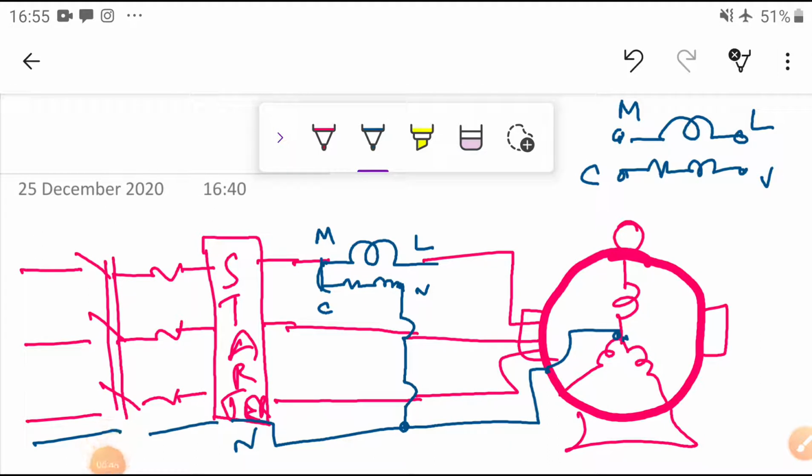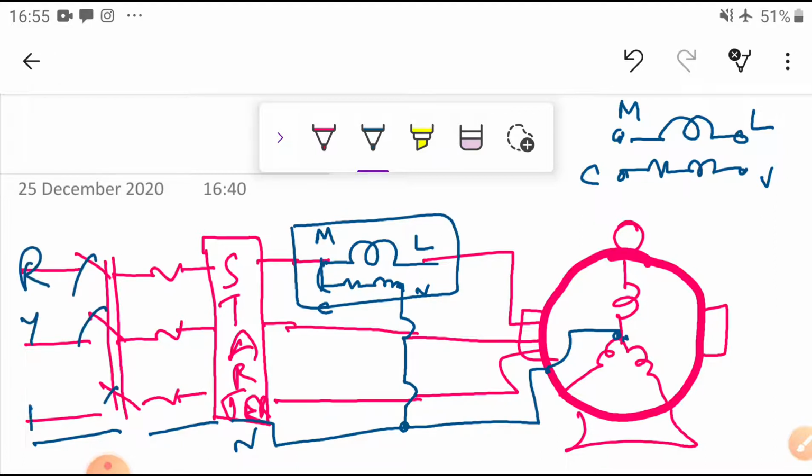Okay, neutral. Now we connected in such a way that when supply is given here, R phase, Y phase and B phase, 3-phase supply is given and started with the help of the starter auto transformer, then the motor will run. At that condition, the wattmeter indicates the power consumed by this motor in one phase. Okay, so that is the wattmeter.